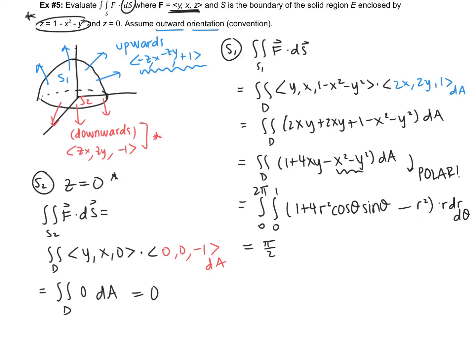To get our final answer, we would add our two quantities together, and so we get our flux to be π/2. Again, if I asked you what does that mean, that is the quantity of fluid that is passing through our surface in a given unit of time.